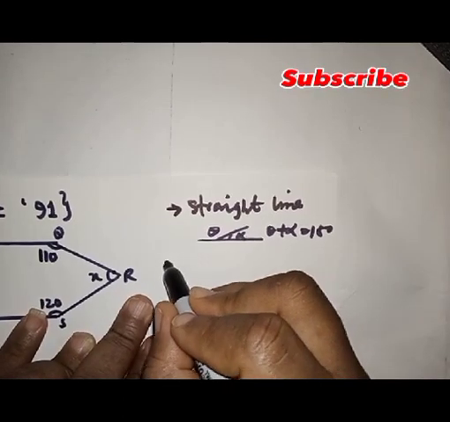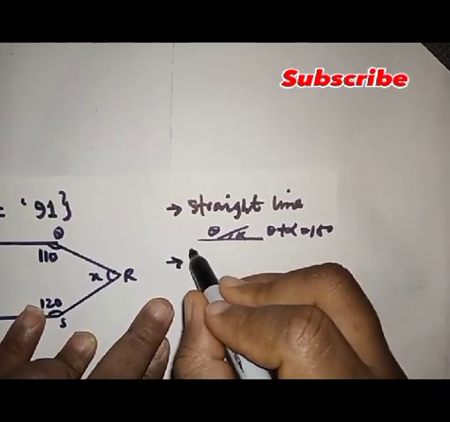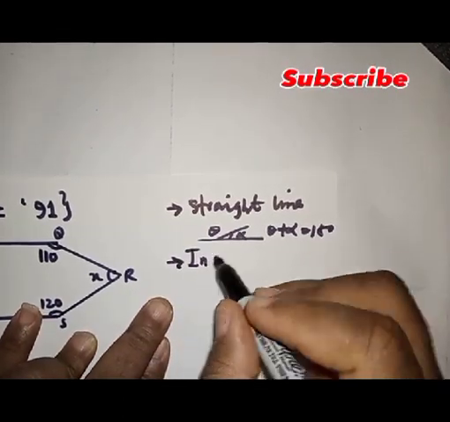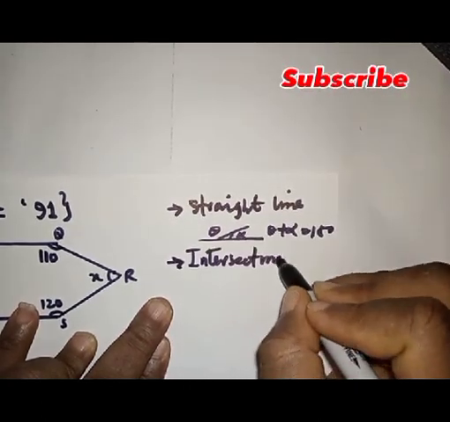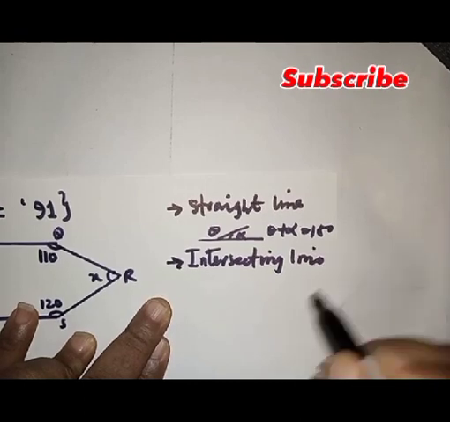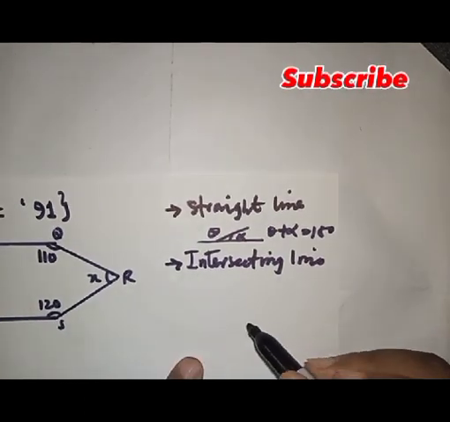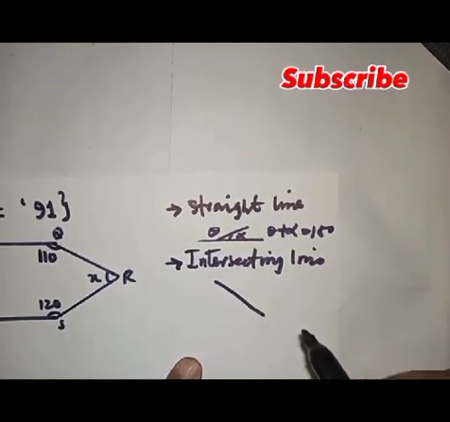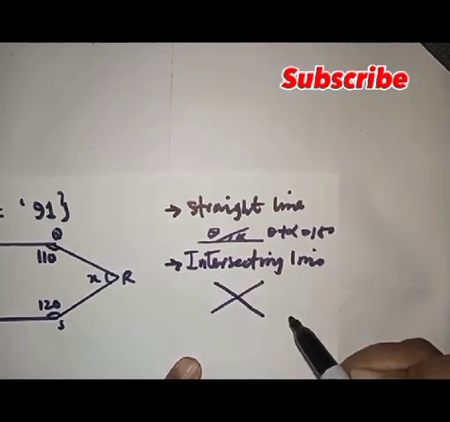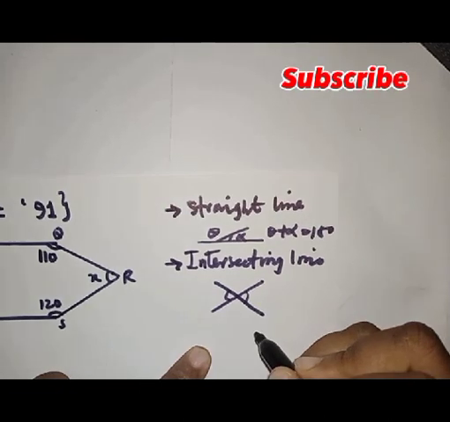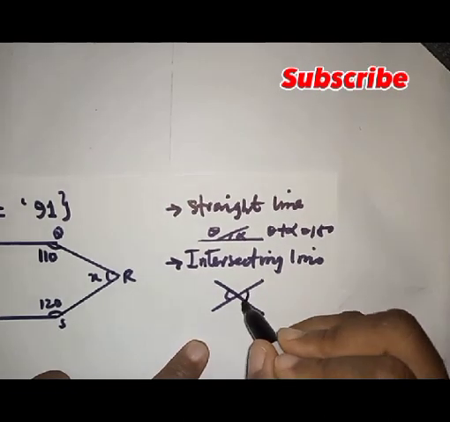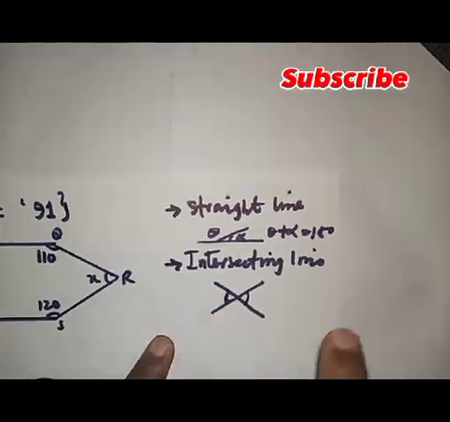Number two is called intersecting lines. Intersecting lines are just lines that intersect each other. If I have a line like this and this one intersects it, these are what we call opposite angles, and they are equal. You can say vertically opposite angles are equal in this case for intersecting lines.